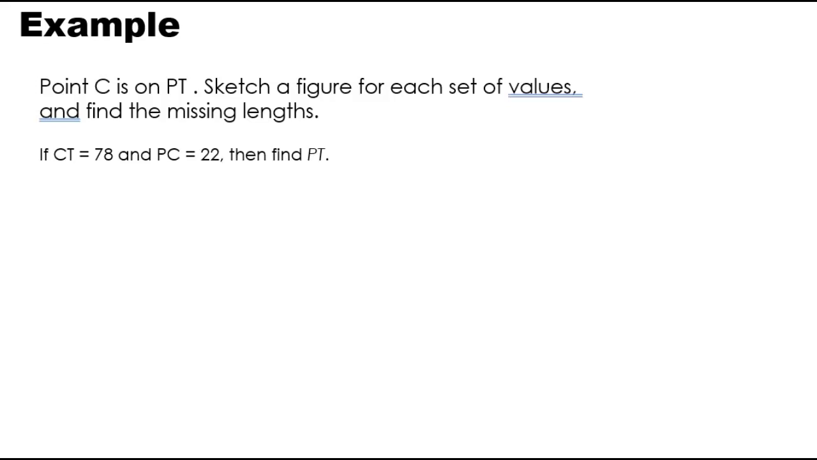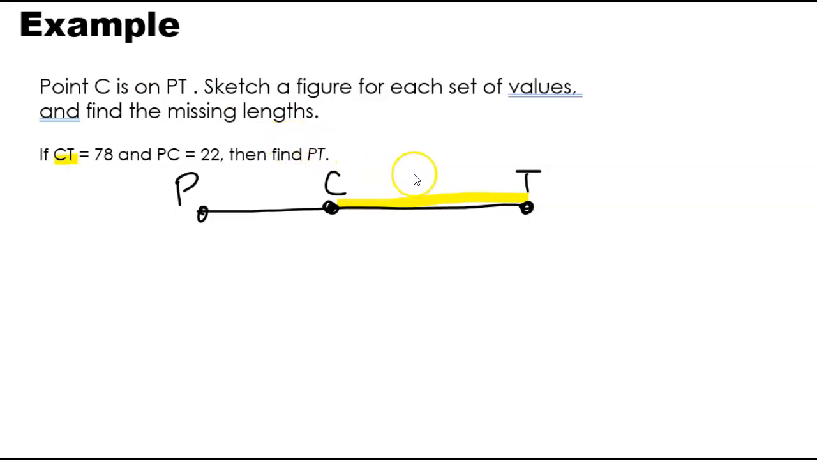Let's look at an example. It says point C is on PT. Sketch a figure for each set of values and find the missing lengths. So point C is on PT, so we have to draw a line here. We have a line, PT, and C is somewhere on it. I don't know where C is, we're just going to put it right there. It says here that CT is 78. Then it tells me that PC is 22.